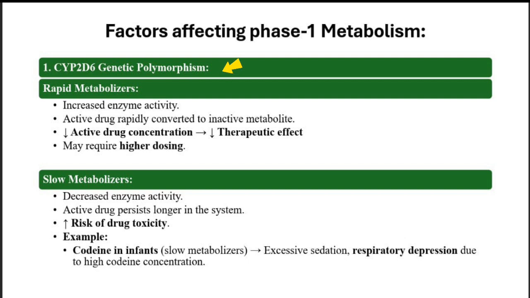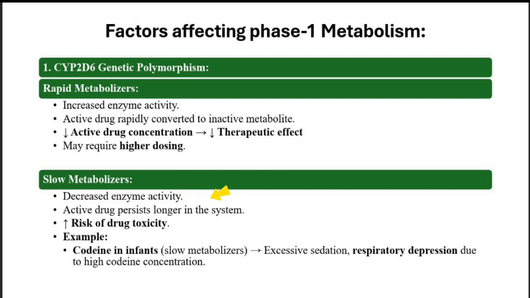Factors affecting phase 1 metabolism: CYP2D6 genetic polymorphism, rapid metabolizers. This increases the enzyme activity. Active drug is rapidly converted to inactive metabolite. It decreases the active drug concentration and decreases the therapeutic effect. So, this may require higher dosing.